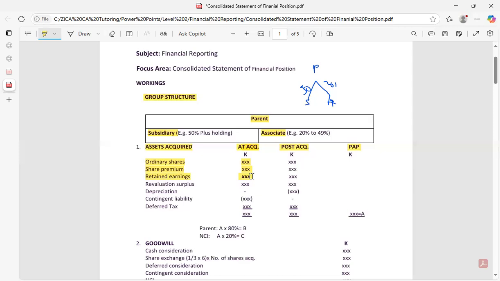The other point I need to mention: what you are consolidating, just like in the statement of profit or loss, is the parent and the subsidiary, not the parent and the associate. So all these assets acquired at acquisition, we are speaking of the assets of the subsidiary.